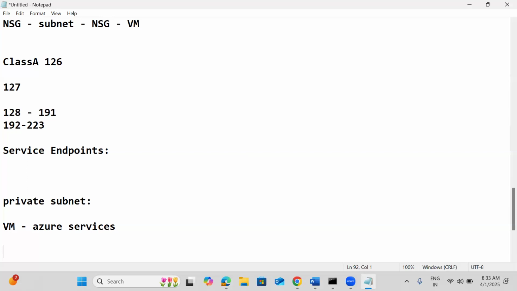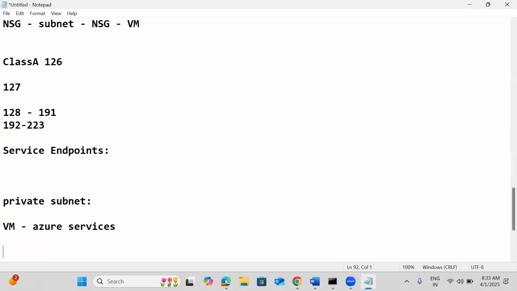NSG will just configure the firewall rules. But with PaaS-based services, the internet connection is mandatory. Without requiring the connection, if we want to connect to that VNet privately and securely, we need to give the VNet service endpoints.